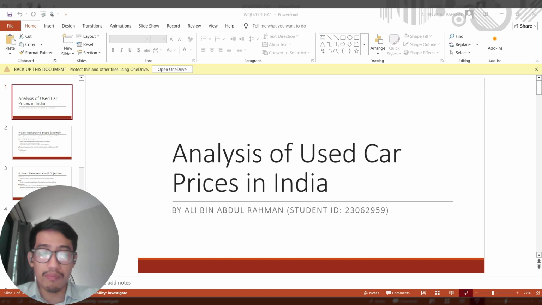Okay, so the project background. Basically, for this assignment, it will be a study conducted on the used car market prices in India. To determine the value of a used car can be quite abstract, where it's not really a concrete value. It changes every now and then. So by doing this, we can build a model that helps us predict the used car price.